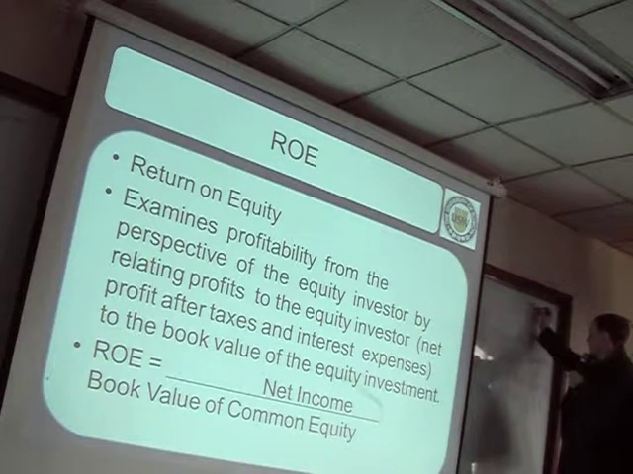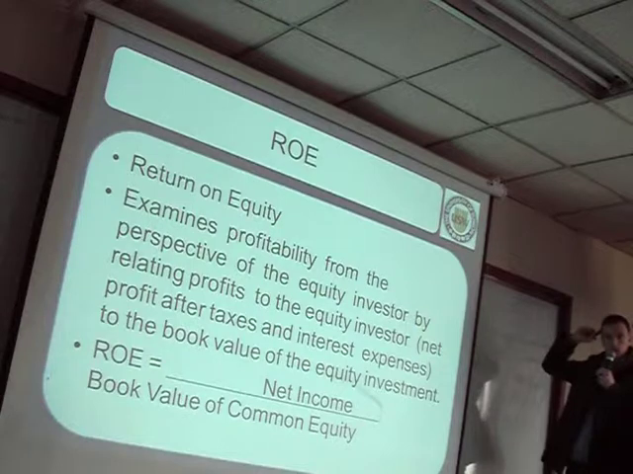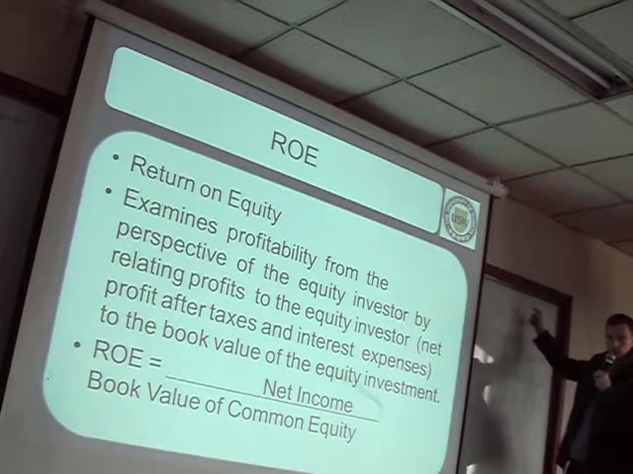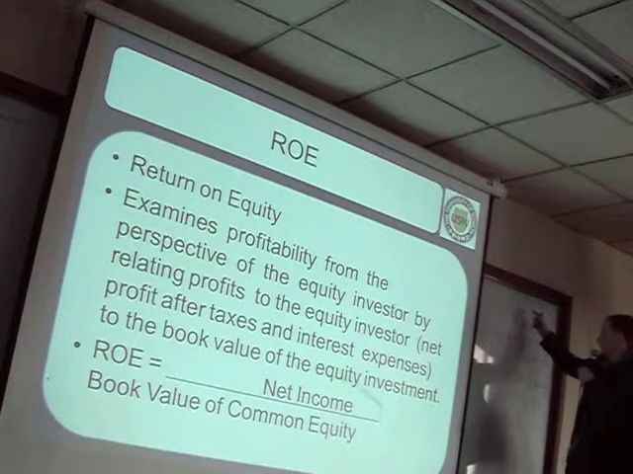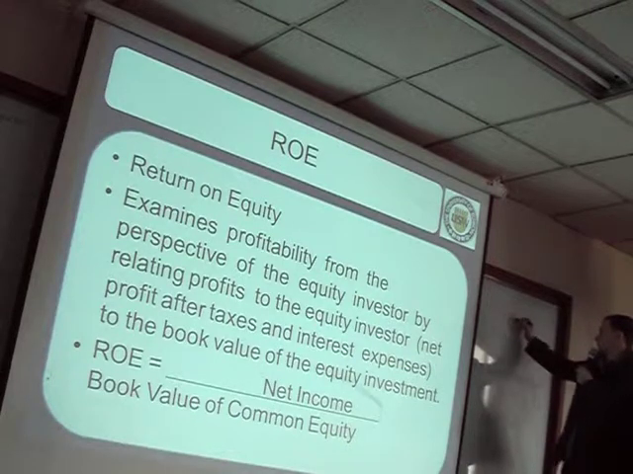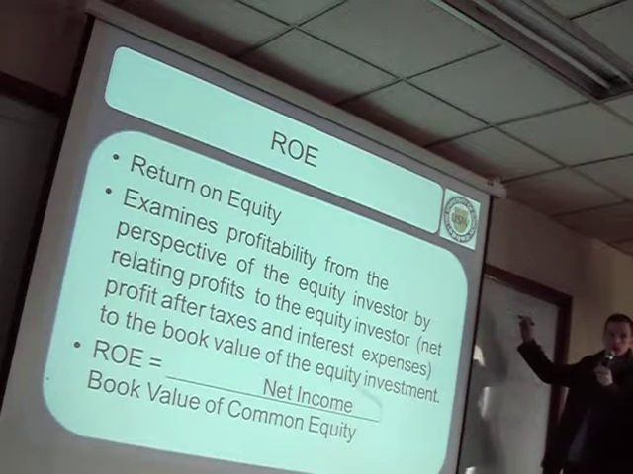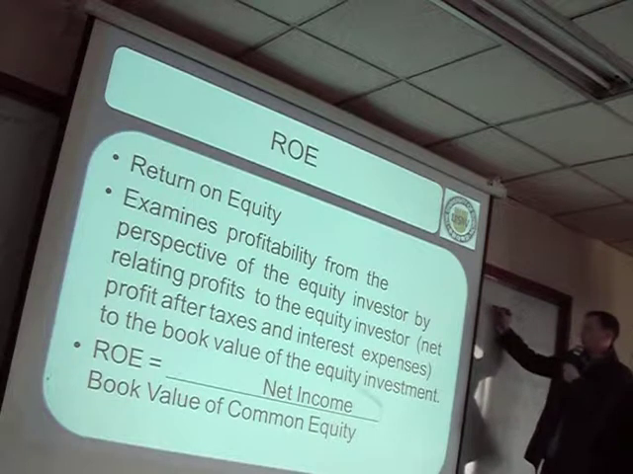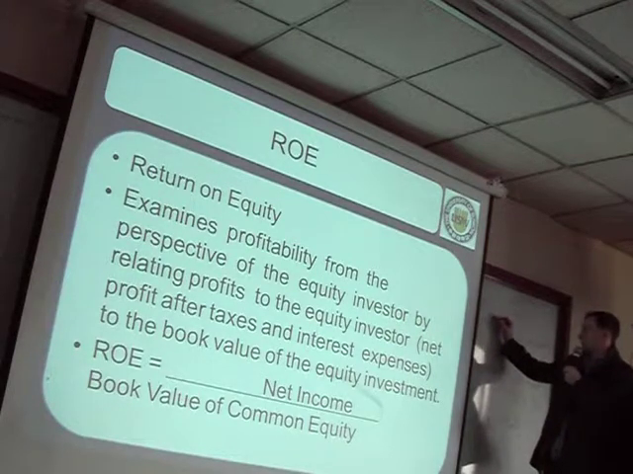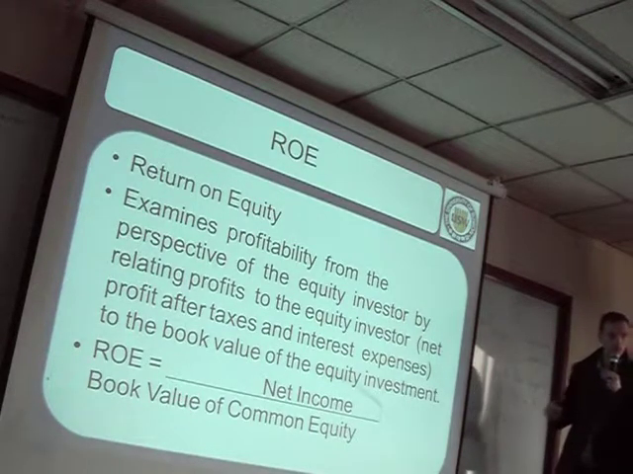EBIT times 1 minus T, which is just my revenue minus my costs minus the tax, right? And my assets is 100. So what is 20 over 100? 0.2. What's 0.2? It's 20%, okay? That's my return on assets.